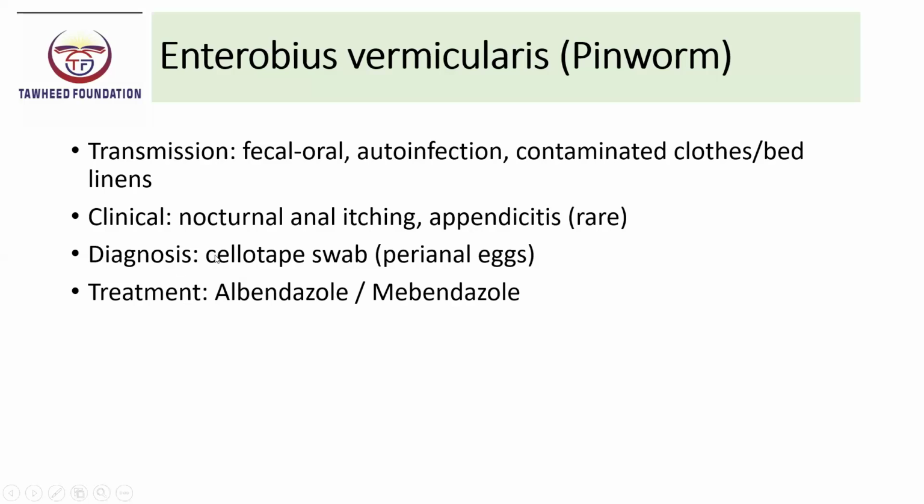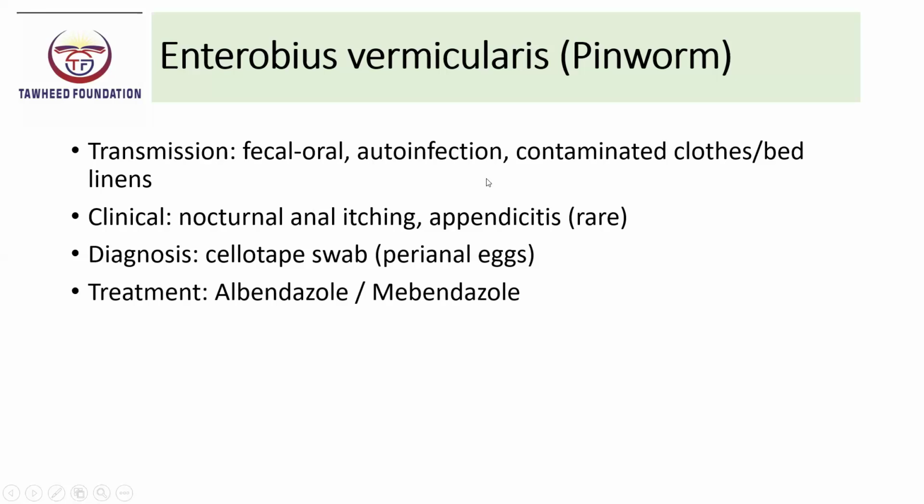Morphology: the male measures around 2 to 5 mm in length. The posterior end is curved and carries a single copulatory spicule. The female measures around 8 to 13 mm in length. The posterior end is straight. Infective stage: infection is by ingestion of eggs containing larvae, with contaminated raw vegetables.